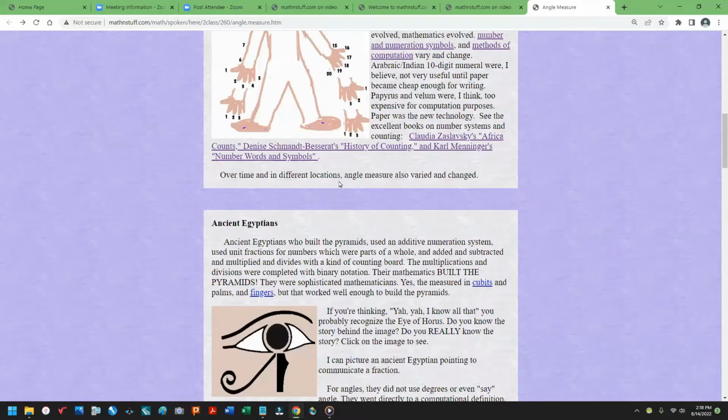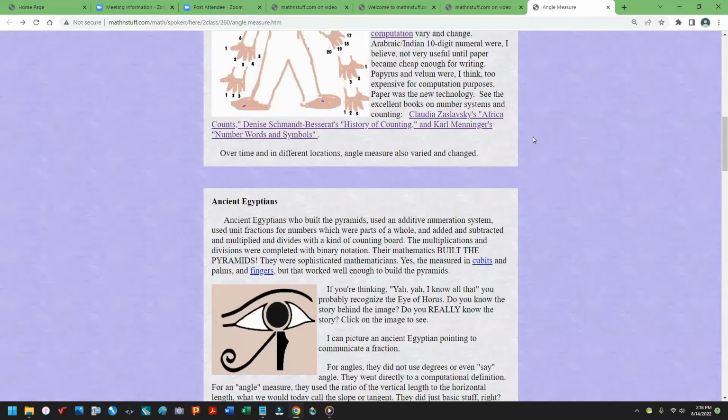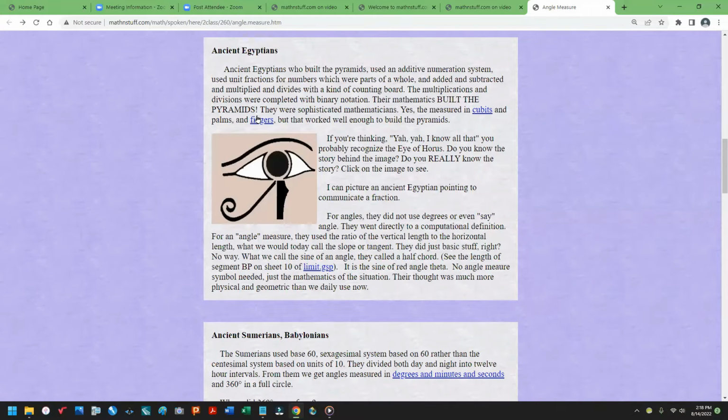Over time and in different locations, angle measures also varied and changed. The Egyptians built the pyramids, yet they counted using an additive system, which if you've never worked with a board to do counting, you can't appreciate. Once you use a counting board, you will appreciate an additive system more. Multiplication and division were binary.